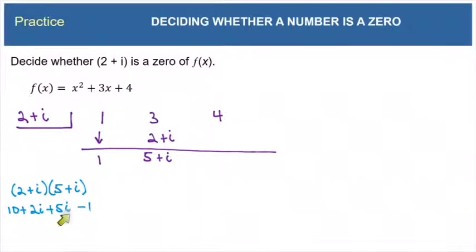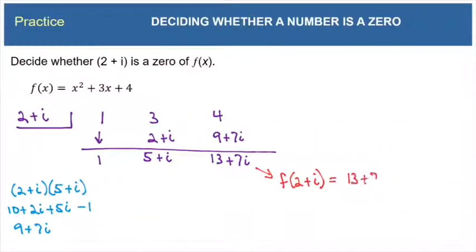Okay, this is going to add up to 9 plus 7i. See, the 10 and the minus 1 make 9. 2i and 5i make 7i. So 9 plus 7i is what goes here. And now we add 4 plus 9 plus 7i, which adds up to 13 plus 7i. And that is our remainder. So that means that f of 2 plus i is equal to 13 plus 7i. And therefore 2 plus i is not a zero of that function.